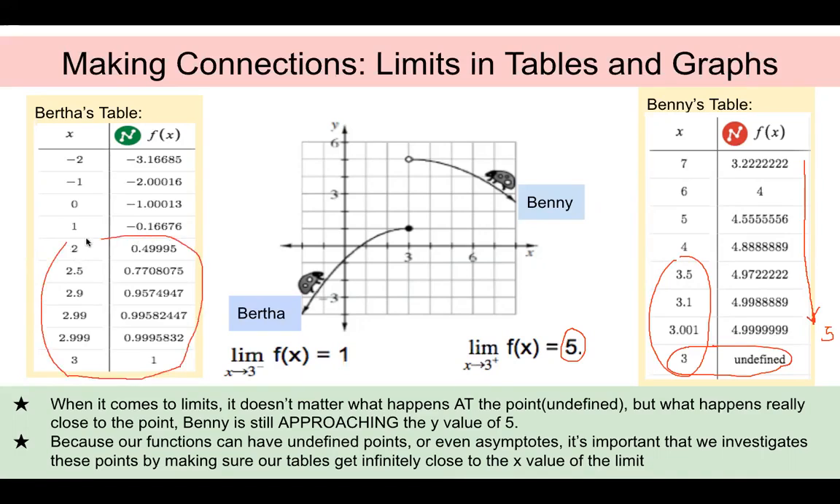Likewise over here, I think I did a better job on this table. I took my time getting really, really close to 3, noticing that the limit was still indeed approaching 1. I actually didn't even have to look at this to make the prediction that this was going to be 1. The y value is approaching 1.